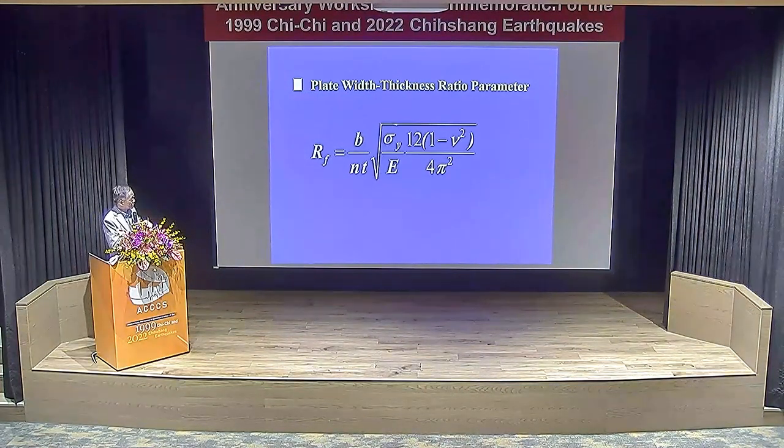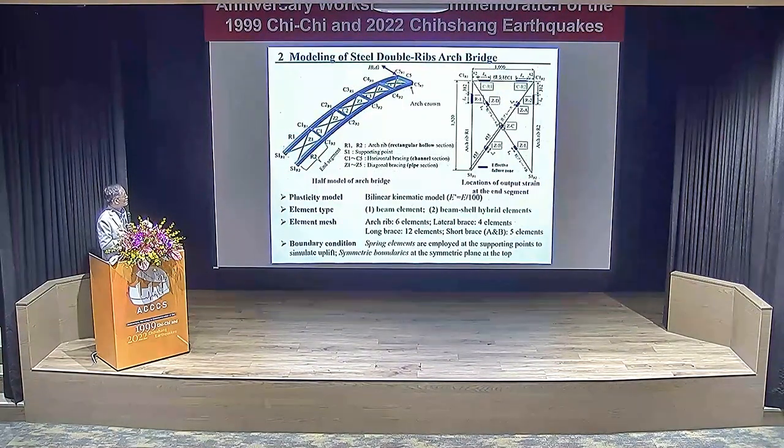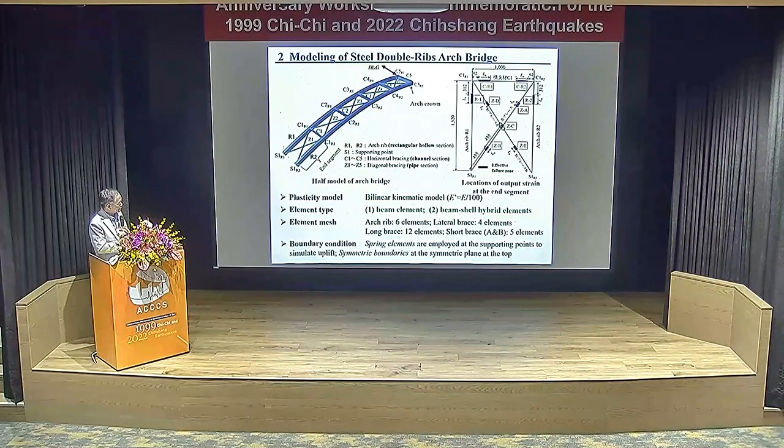We also consider the effect of properties of material. But as in AISC, maybe yesterday Professor Wang didn't show this term, but in JSCE, we usually use this one, but very close. And this is a half model of the arch bridge because of symmetry. And this end segment is a key part. We draw such a figure like a frame, and using two models diagrams.